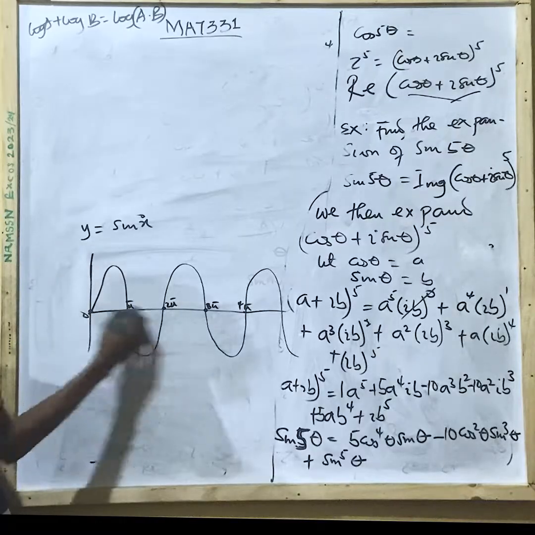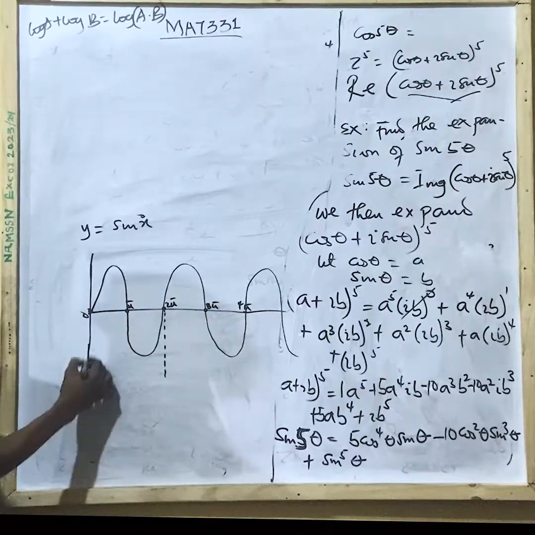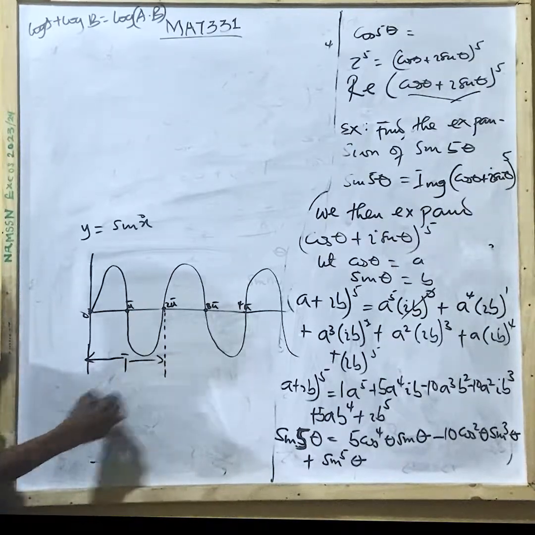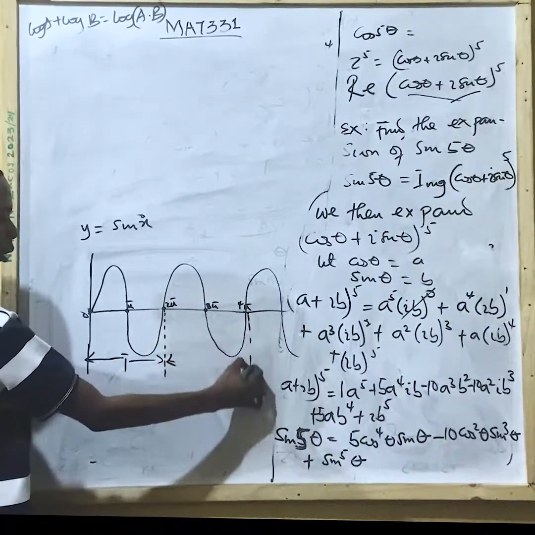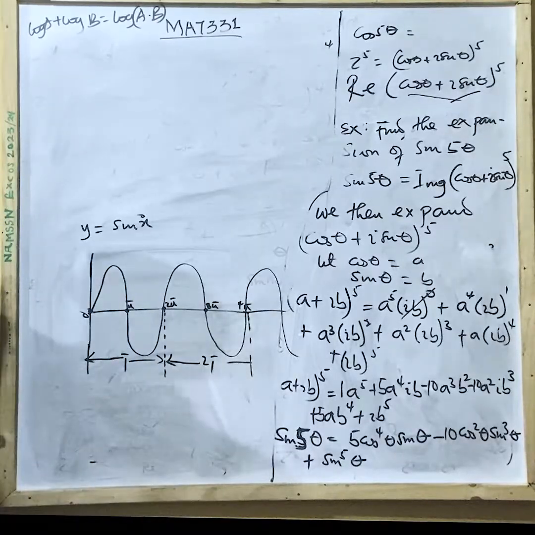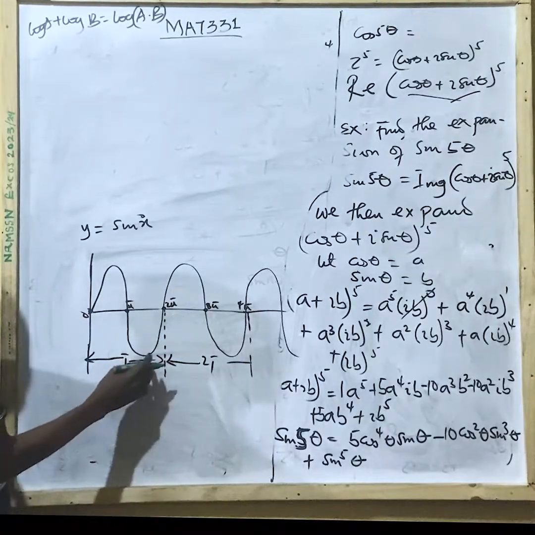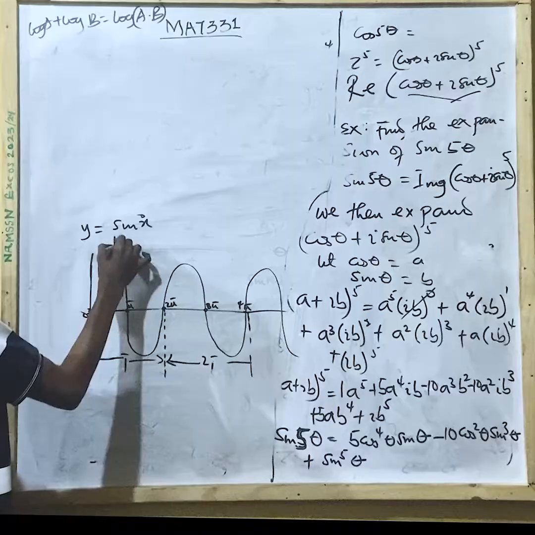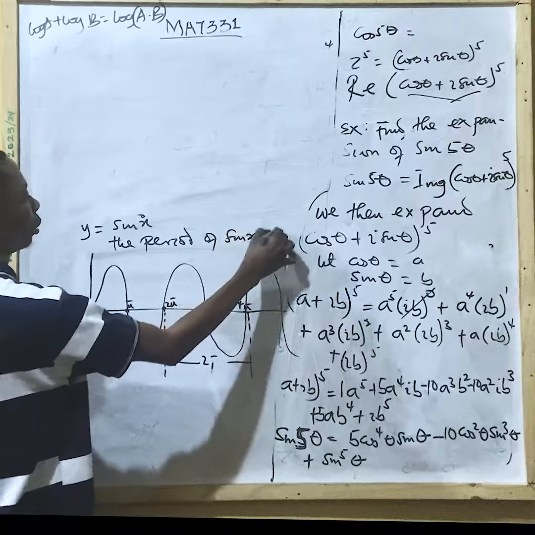Now, from here to here is one complete cycle. From here to here is one complete cycle. And the time taken from here to here is the period. So this is T, one period. From here to here, it's another complete cycle, another T, making 2T. So it tells us that the period of sine x is 2 pi. So from here to here is 2 pi, from here to here is another 2 pi, making 4 pi. So we can say that the period of sine x is 2 pi.